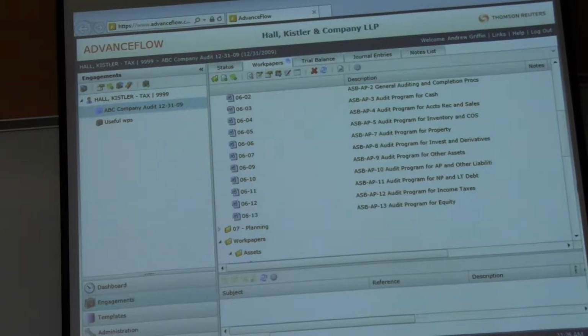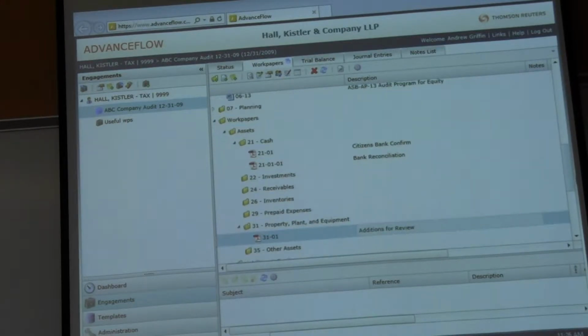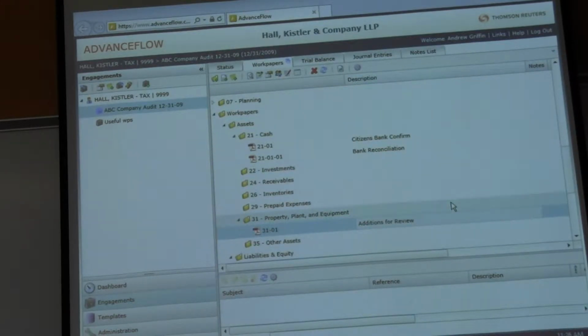I was just going to show them the numbering system. Your work papers are organized so that every area has a number, so cash is section 21. I don't remember what chapter we talked about it with lead schedules. I know I mentioned it to you, but do you still use lead schedules?